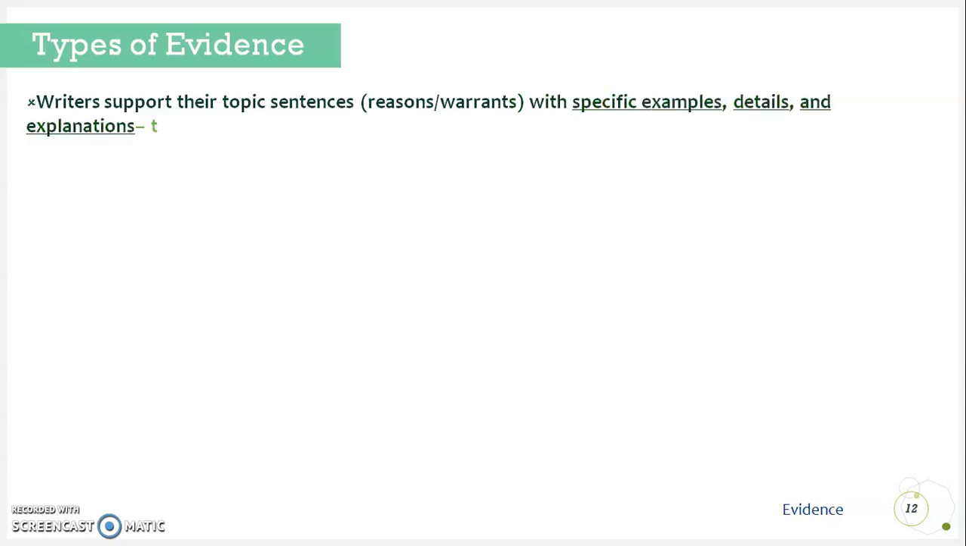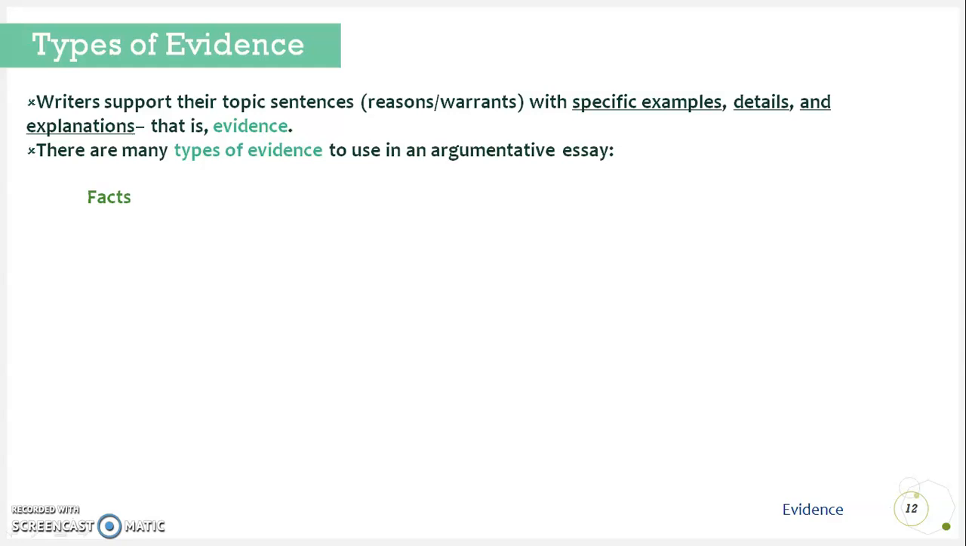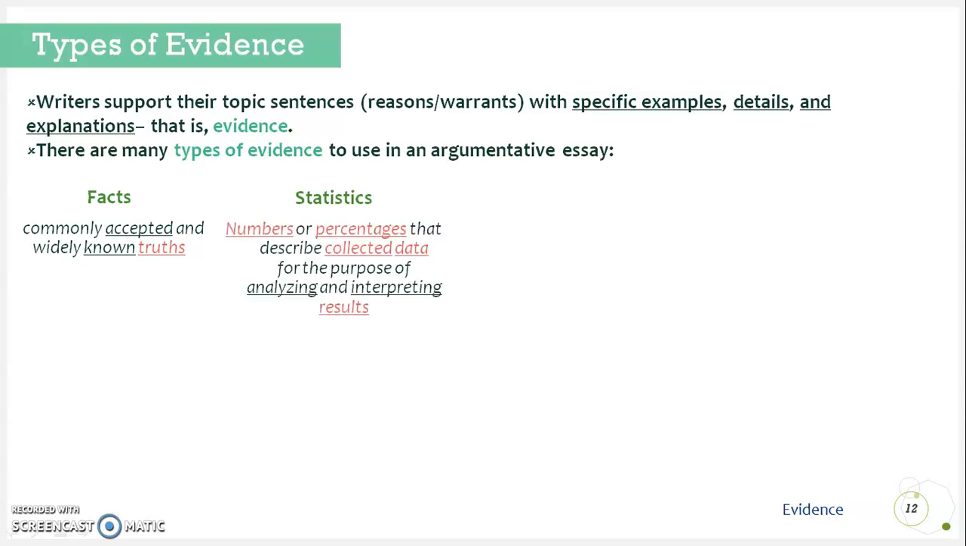Now we will be moving to the types of evidence. There are several types of evidence which we could be using to support the reasons or the warrants with specific examples, details, and explanations. Evidence makes our argument more powerful. The first type of evidence is facts. You know, facts are commonly accepted, widely known truth that everyone knows. We don't need proof.